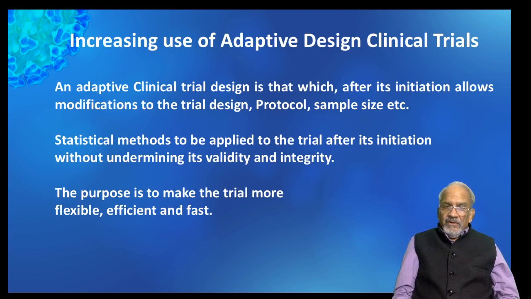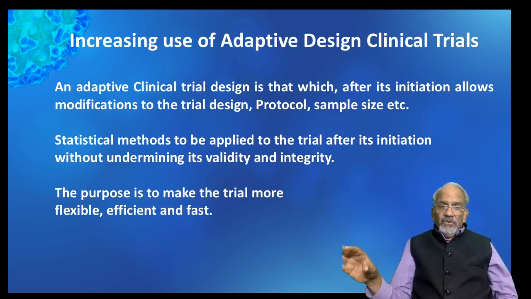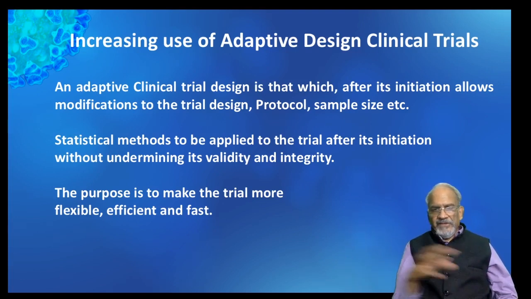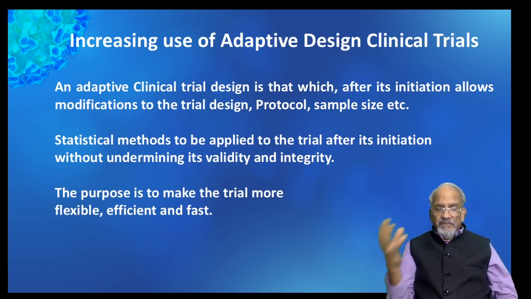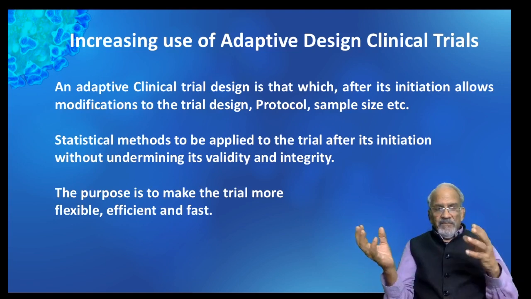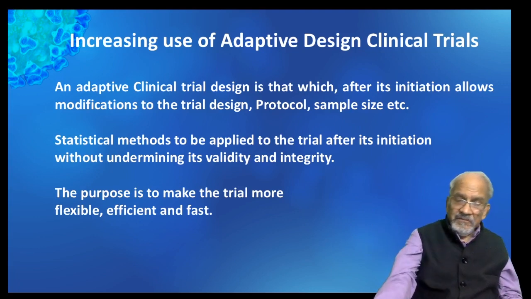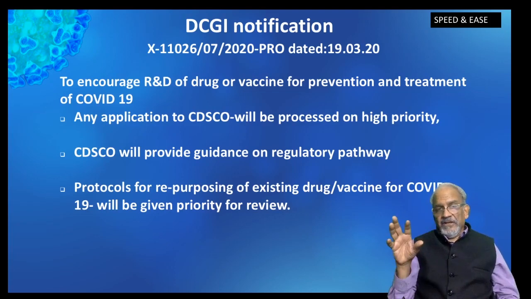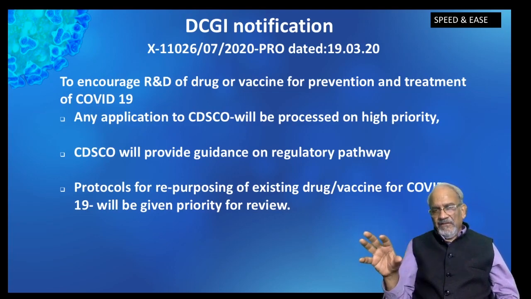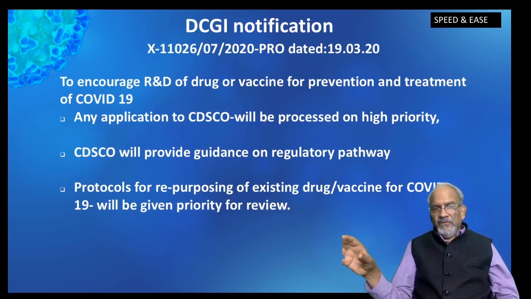I will also talk about the increasing use of adaptive clinical trial design. And what is an adaptive clinical trial? Adaptive clinical trial design is one which, after its initiation, allows modification of the trial design: protocol modification, sample size recalculation, and the statistical method to be applied can be changed. After initiation, validity and integrity are not altered. The purpose of this is that the trial becomes more flexible but efficient, and the trial becomes faster because the time is limited now. Speed and ease is the need of a situation like COVID-19.